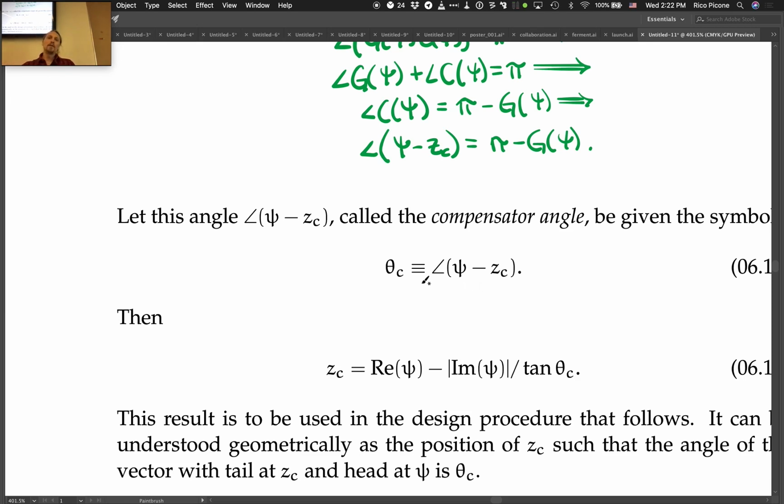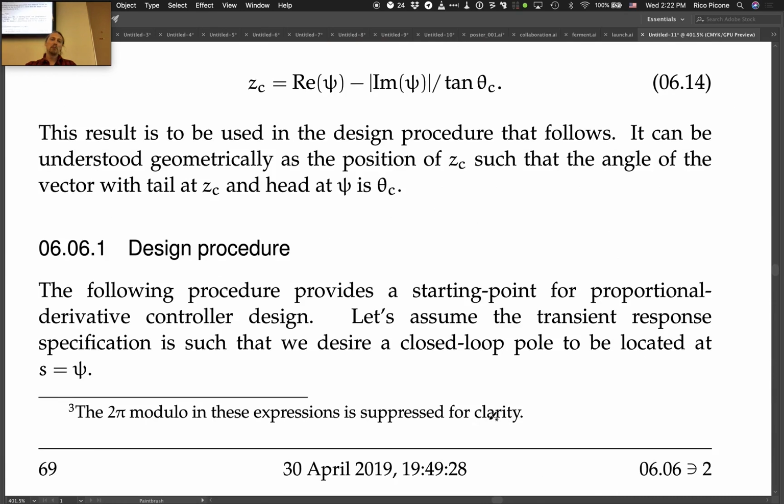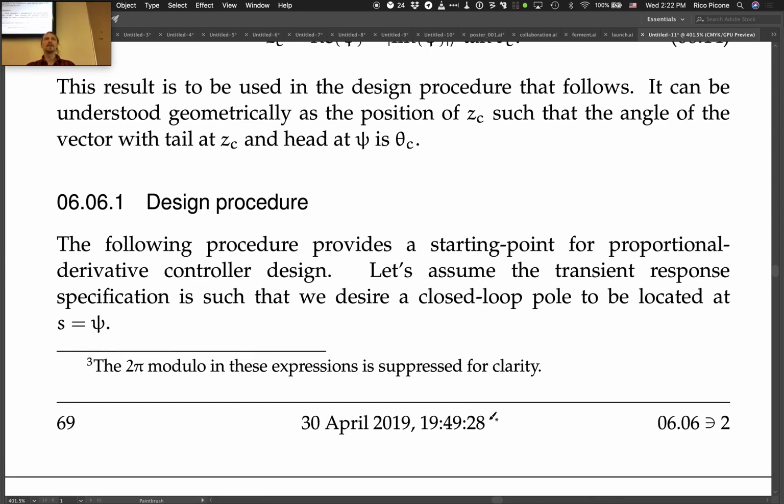Good. So we've figured out what theta C is from this expression, and we figured out what ZC is from this expression. So we know what ZC is in order to make our root locus go through a specific point in the complex plane, psi. That's what we want it to go through. We can make it go through that. It's just sweet. So now we're going to define the design procedure for a PD controller using derivative compensation.